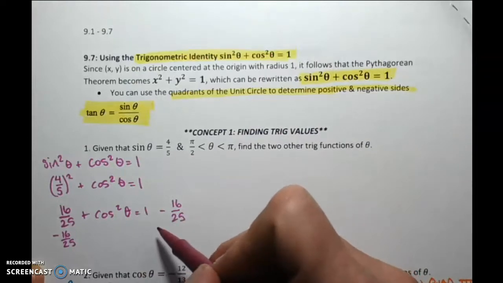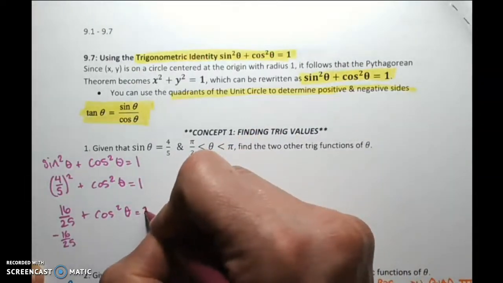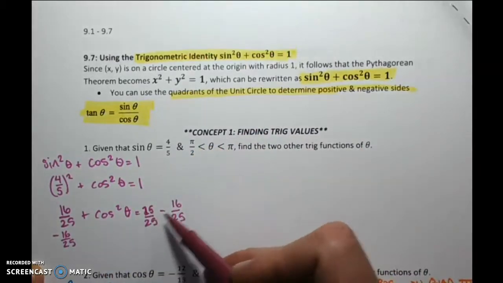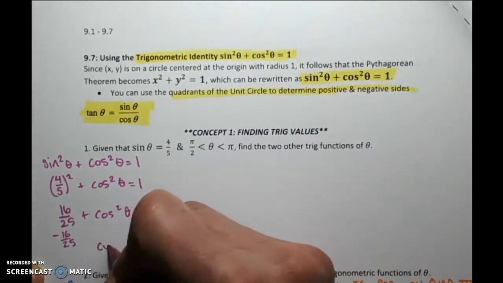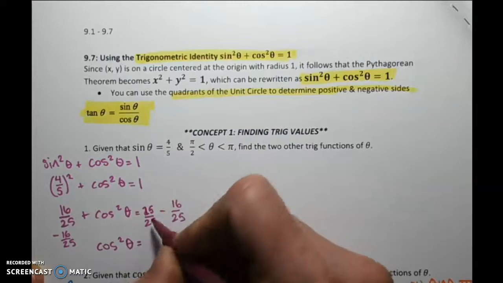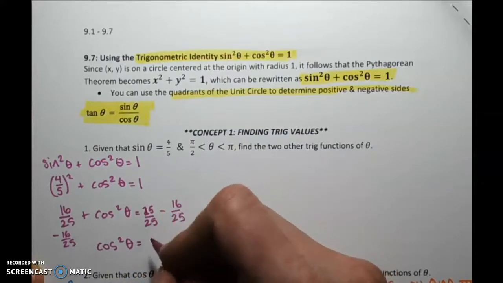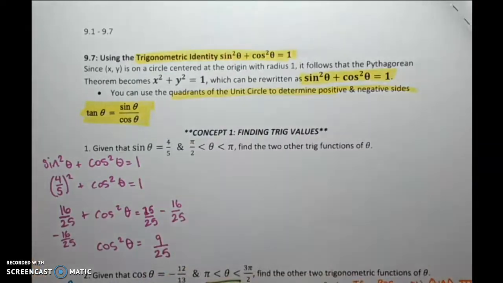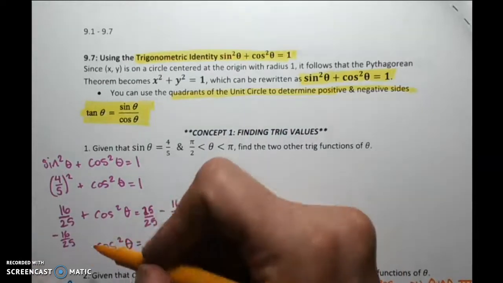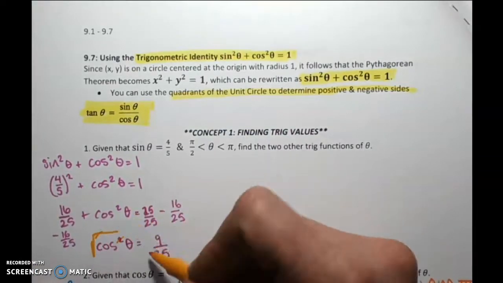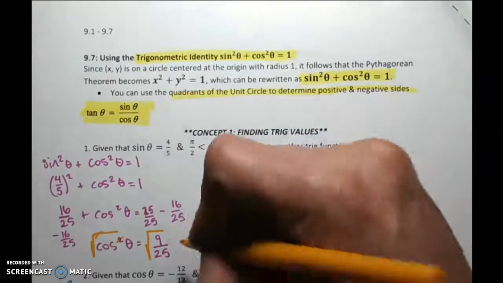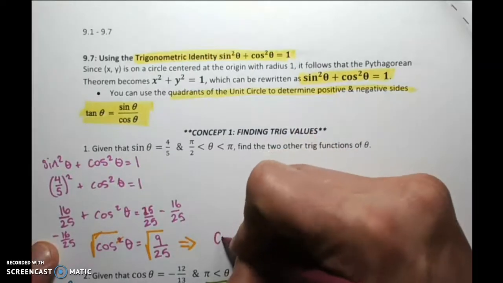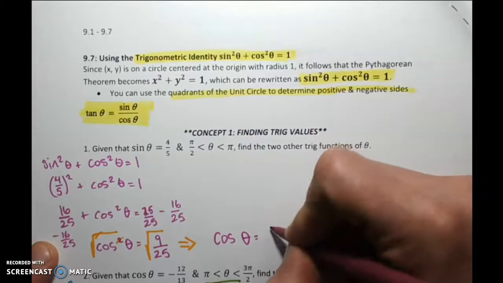But first, I need to have common denominators, right? So why don't I make this 25/25? 25/25 is still 1. Now I have common denominators. I can subtract. I get cosine squared theta equals 25 minus 16, which is 9, over common denominator 25. What I'm going to do is square root both sides. That will get rid of that power of 2 right there. And now I have cosine theta equals 3/5.